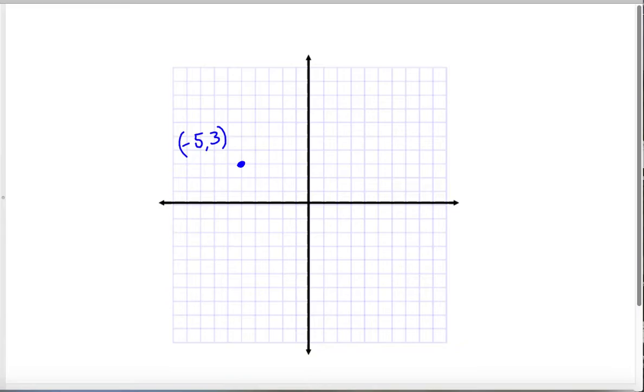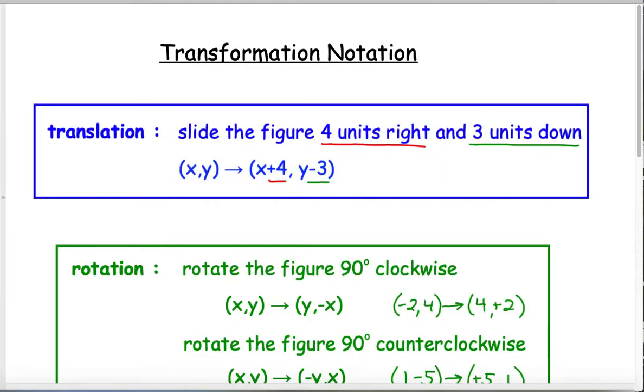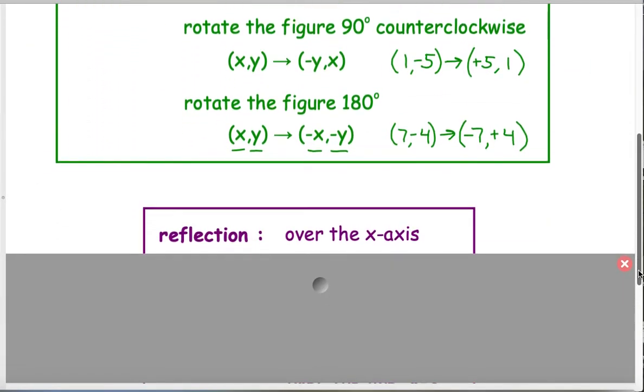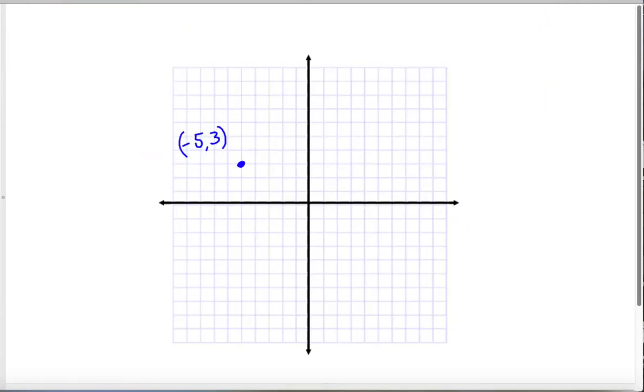All right, and let's reflect this. What are we reflecting over? First one, let's reflect over the x-axis. All right, so where's your x-axis? The x-axis is this one.